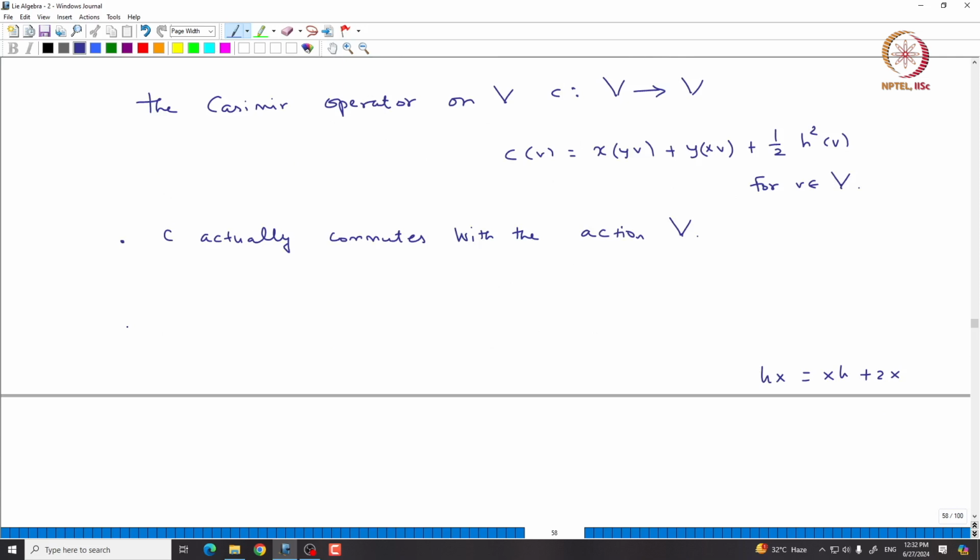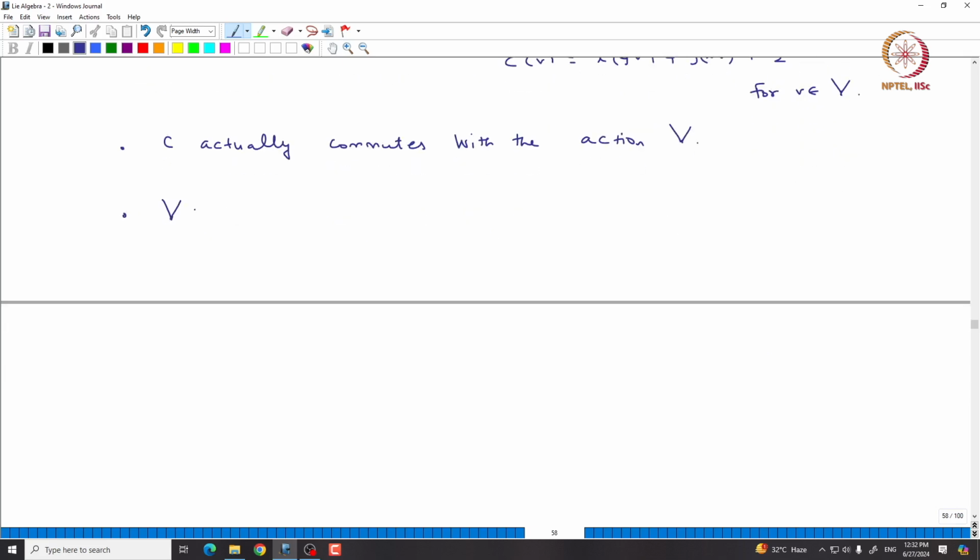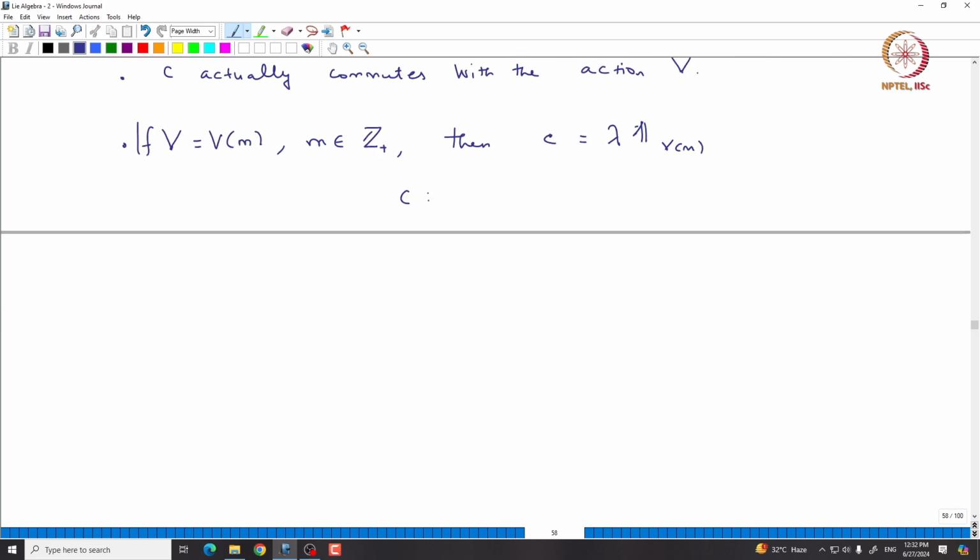Now, suppose we take V to be this irreducible representation V(m), where m comes from Z plus. Then this C must be some scalar multiple of the identity on V(m). Why? Because C being an operator acting on V, C must have some eigenvalue, call it lambda.